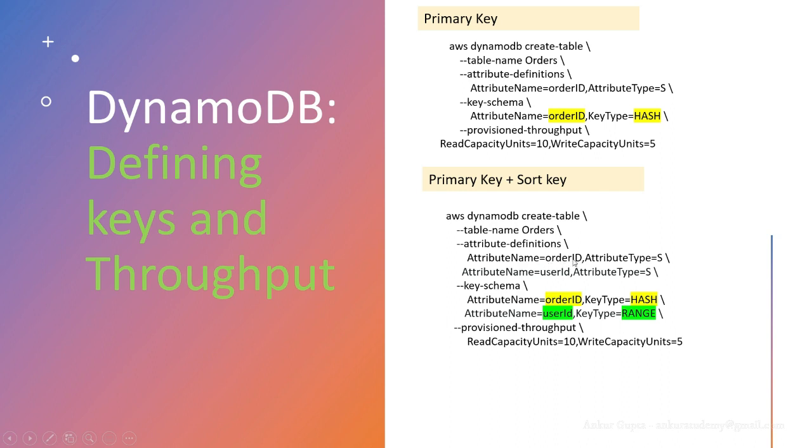So here, along with order ID, we also have defined user ID, and under our key schema we have again defined order ID as our primary key, and to define our sort key we have defined user ID as type range. So sort keys have the key type as range, and primary key as key type of hash, and again we have defined some provision throughput.